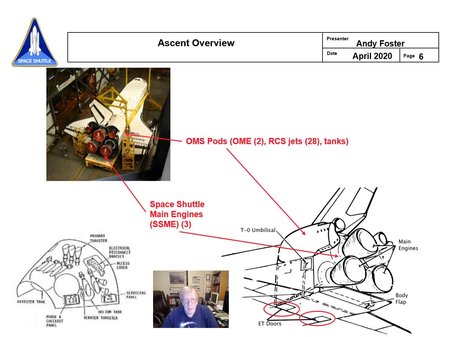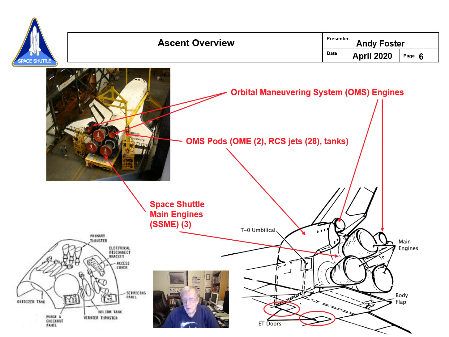And I kind of mentioned the two aft RCS pods. They're also called the OMS pods, really. And this is where you have the RCS jets and one OMS engine. And there are two pods. That's why you say 2 and 28. So one OMS engine and 14 jets on each side. And there you see the orbital maneuvering system engines in the picture and drawing. And then finally, here's a drawing of the forward RCS pod with all the jets that it had. As you can see, the tanks and everything for oxidizer and fuel were up here, along with helium that was used to pressurize the system. Same kind of setup in the back.